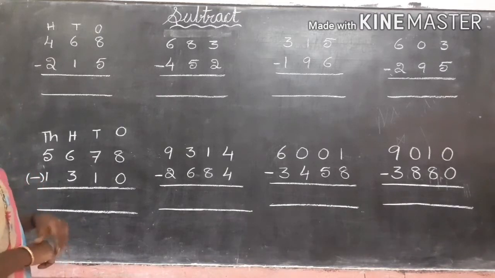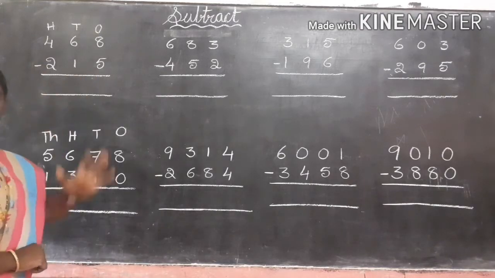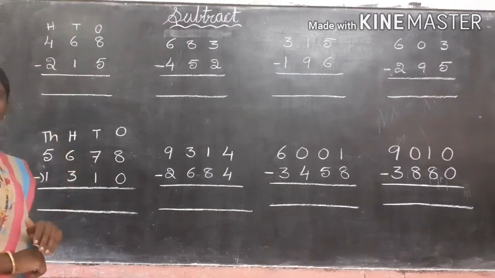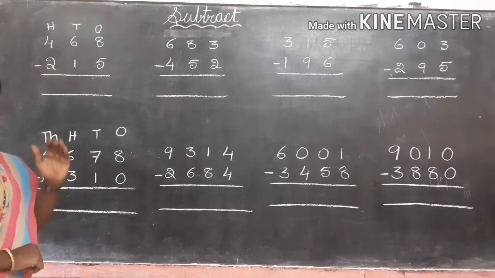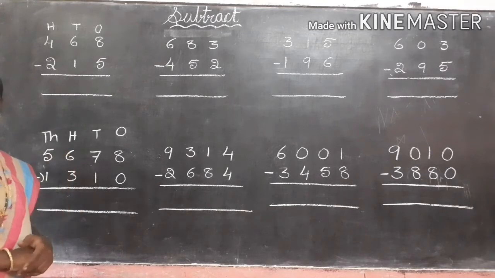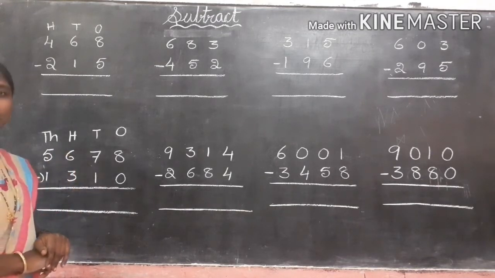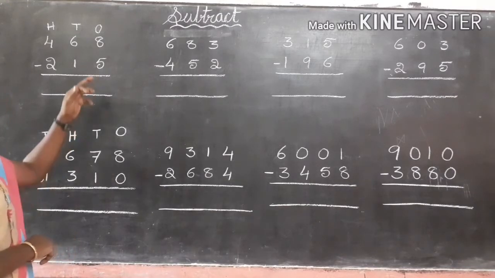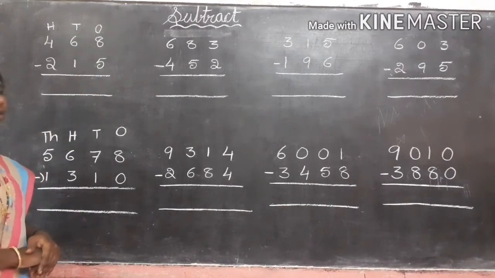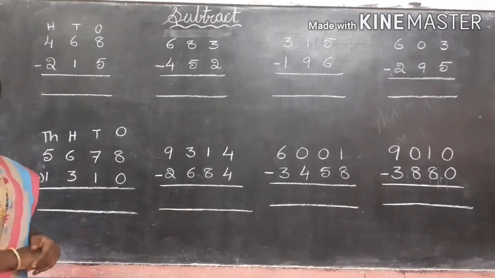Okay children, see. Whether we are doing addition or subtraction, whatever it may be, we have to start from the ones place. Here from the ones place we have to start. What is the up number here?